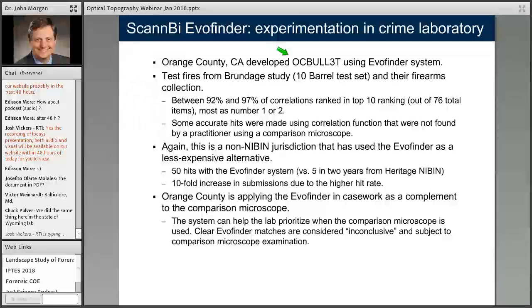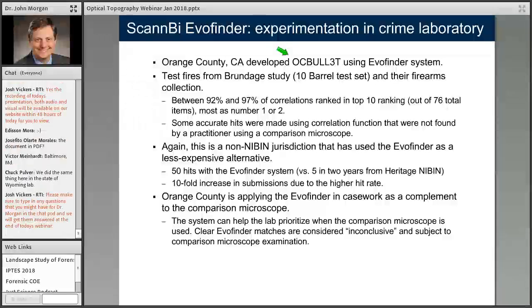By using the Evo Finder, they're able to find which matches are really inconclusive and which ones are clear matches. And by using the Evo Finder clear matches and only doing the comparison microscope on those, they've been able to prioritize their comparison microscope time appropriately.